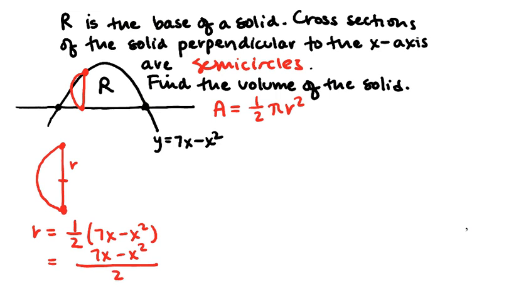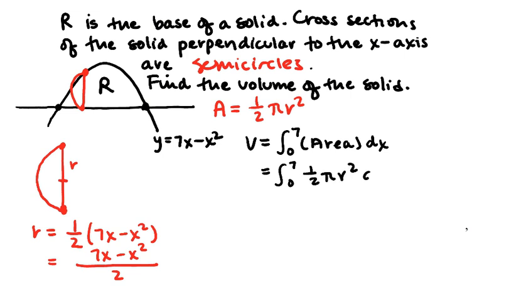And I know that when I see cross sections perpendicular to whatever axis, volume equals the integral of area. Still going perpendicular to the x-axis. I will give you a couple of examples perpendicular to the y-axis. And x is running from 0 to 7. So this is the integral from 0 to 7 of 1/2 pi r squared dx. I'm going to factor out the 1/2 and the pi and make that pi over 2 times the integral from 0 to 7. R is this fraction, 7x minus x squared divided by 2, so r squared dx.